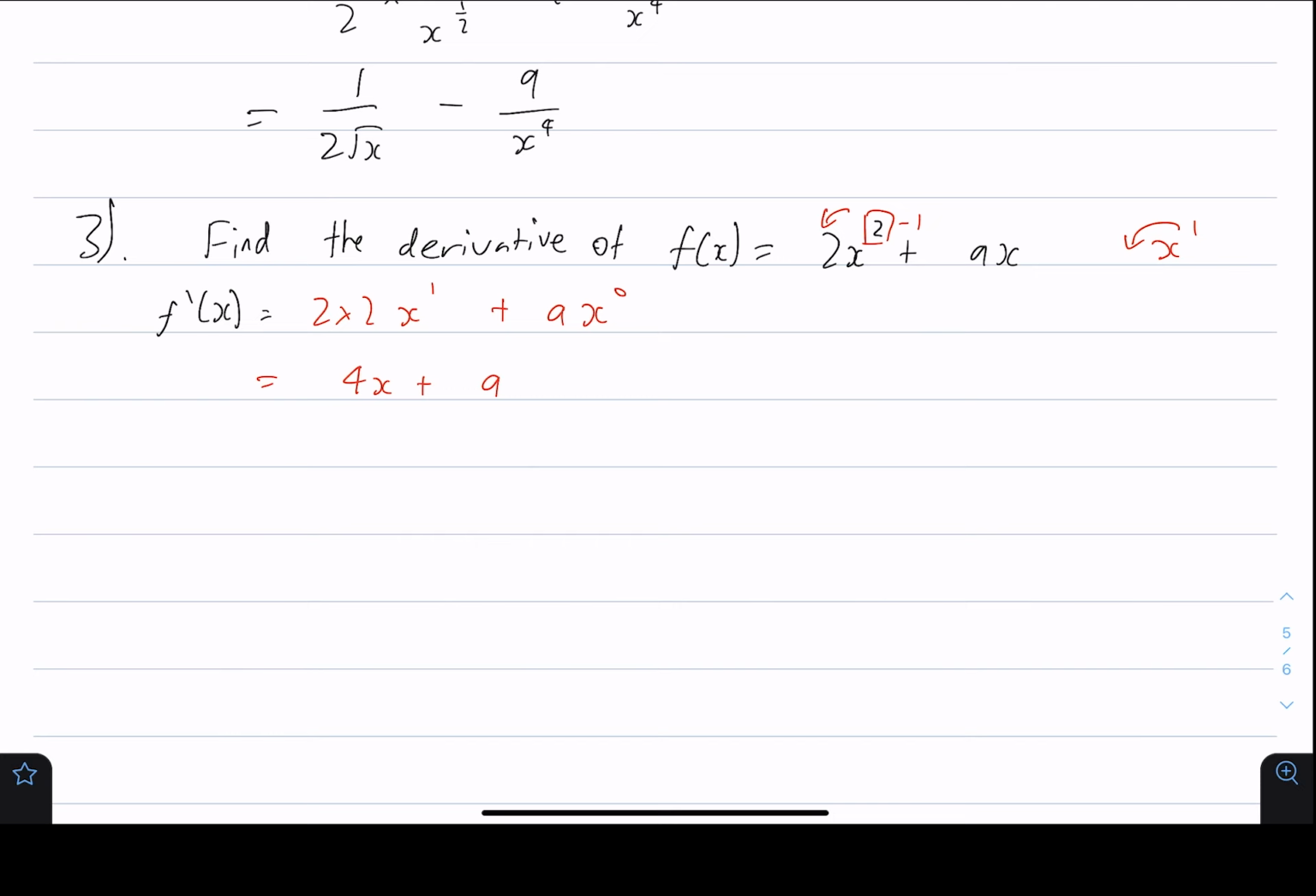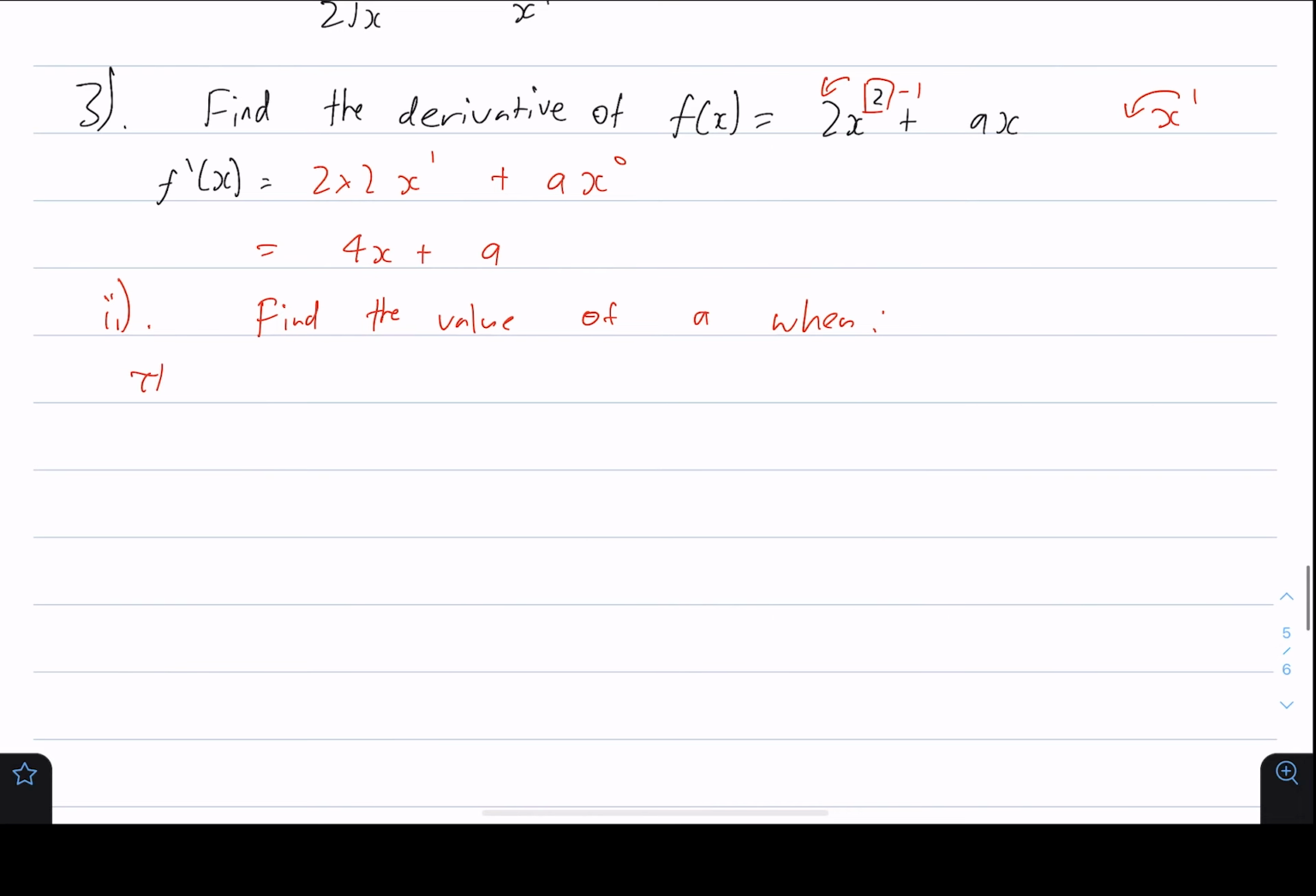And that's our derivative. Okay, the second part of this question, so part II, the tangent, for the following questions, it's going to be find the value of a when the tangent at the origin has a gradient of 9.